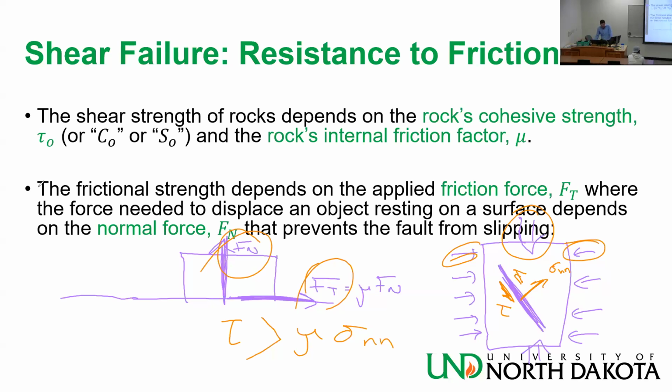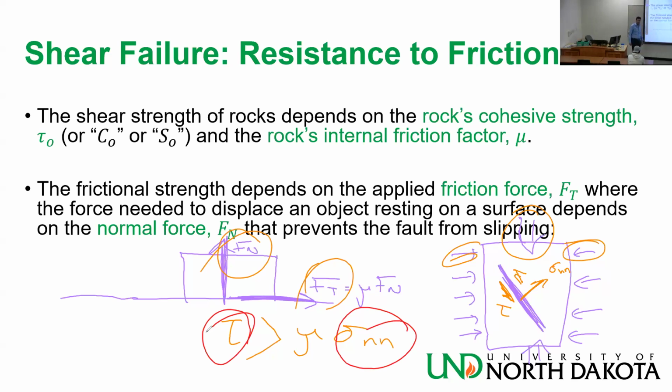Now, how are we going to calculate? We said that this is in pressure dimension, bigger than the friction multiplied by the normal stress, is going to create failure. But how you calculate tau and how you calculate normal stress is much more complicated than this equation. Can it be applied to real faults? Yes, we're going to see that. Can we calculate that? Yes.